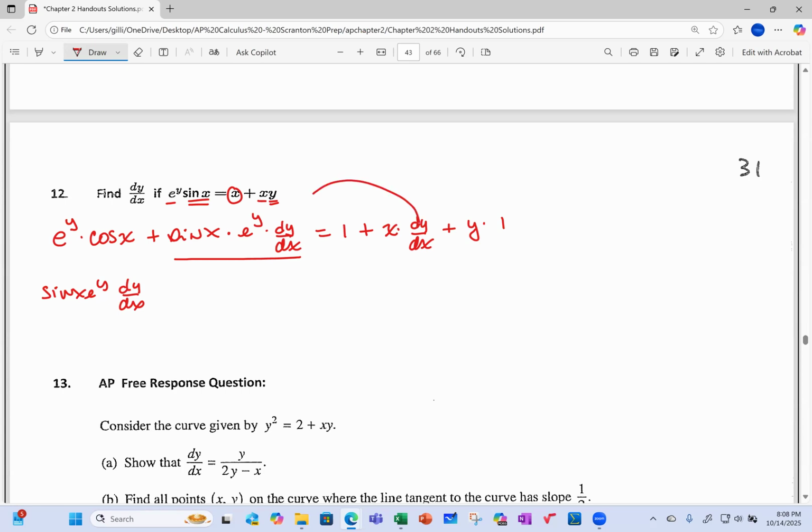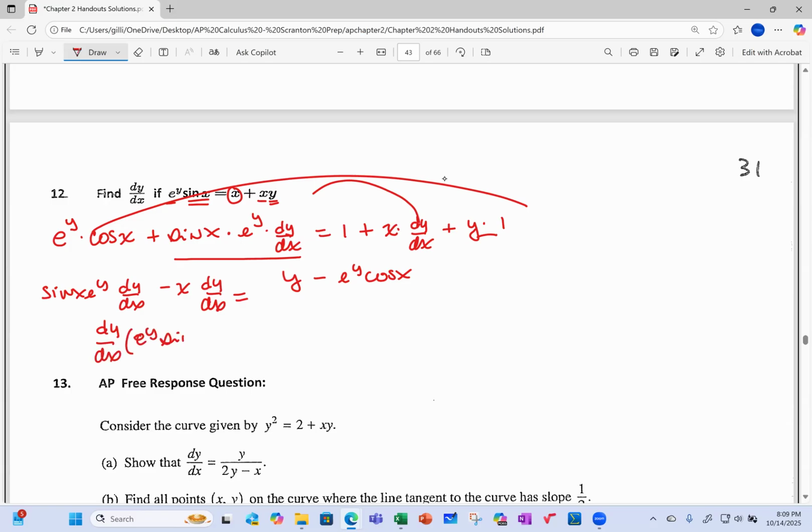And I'll take this over and minus x dy dx. And then that's going to be equal to, on the right side, y. That's going to stay, but this will come over and become its opposite sign. So I'm going to factor out the dy dx from the left side. And what's left is e to the y times sine of x minus x. So things are definitely getting a little longer, but very manageable because there's nothing there to combine.